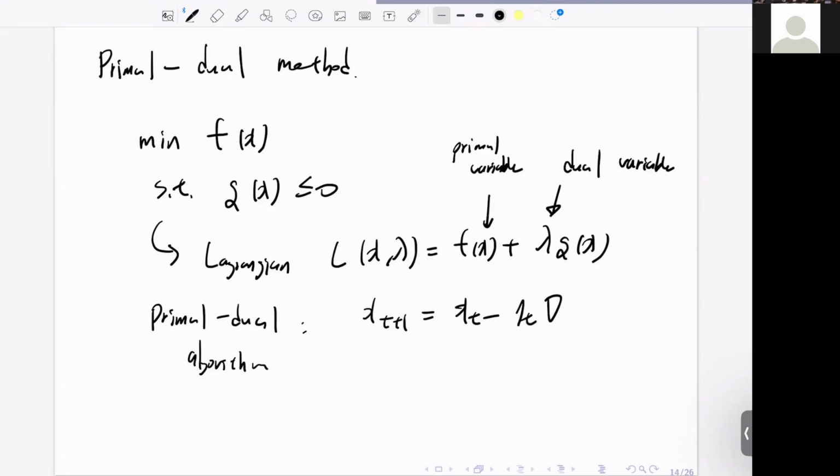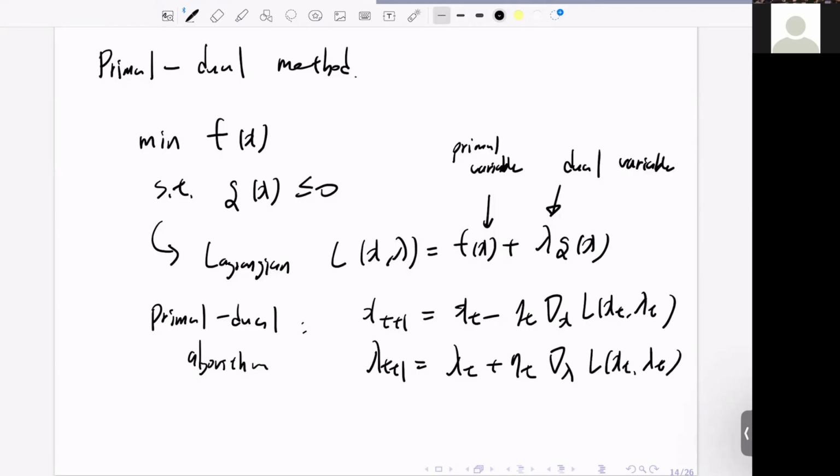x_{t+1} is given by x_t minus a step size times the gradient with respect to x of L(x_t, lambda_t), and lambda_{t+1} is equal to lambda_t plus eta_t times the gradient with respect to lambda. So this is a primal dual algorithm in the sense that you are updating the primal variable and dual variable at the same time. Any question?